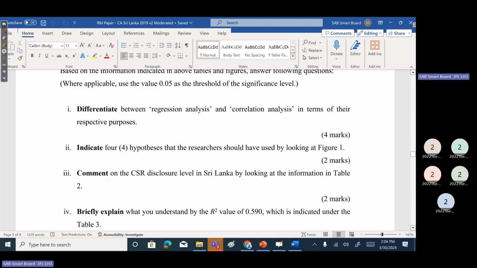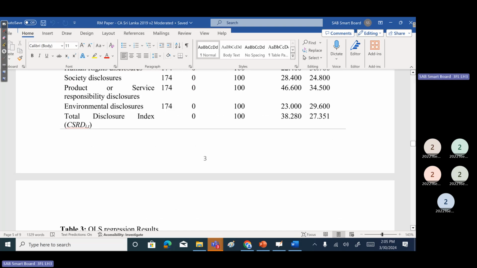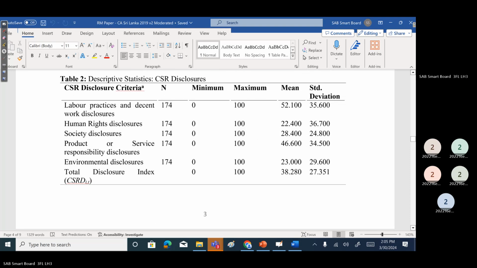Now, next question. Comment on the CSR disclosure level in Sri Lanka by looking at the information in table 2. Table 2 is descriptive statistics. What can you say? Now, first understand what's being asked.